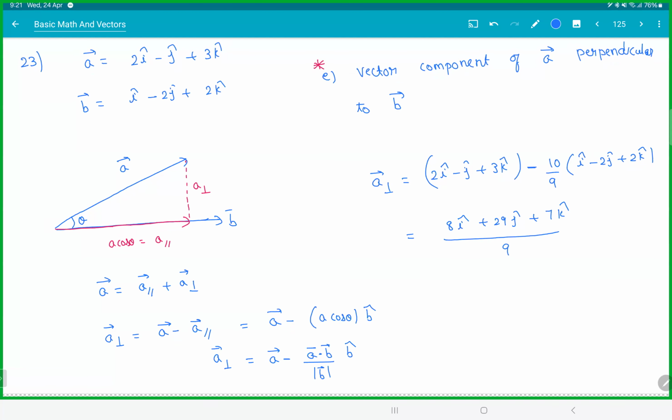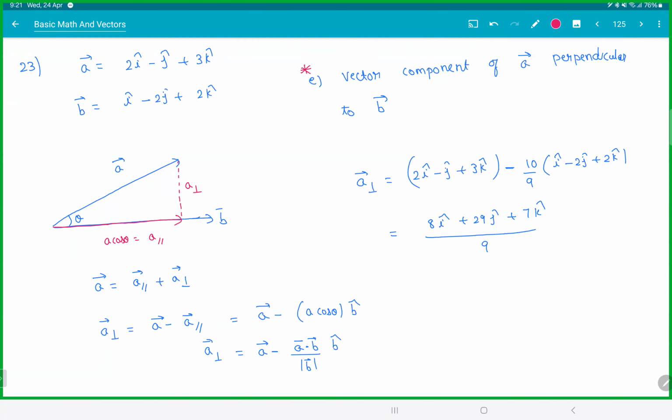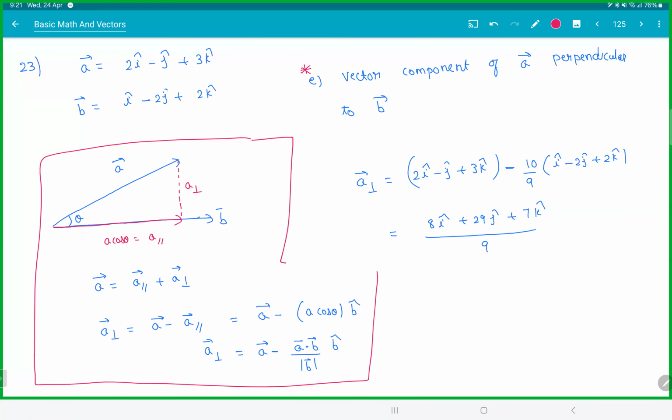Quite an important thing because most people know how to find parallel. The moment it comes to perpendicular, people are confused. This is a good concept. So A perpendicular is A bar minus A bar dot B bar by mod B, B cap. Please have a look at this page. So the idea we are using is the triangle of vectors: A parallel plus A perpendicular should be A bar.